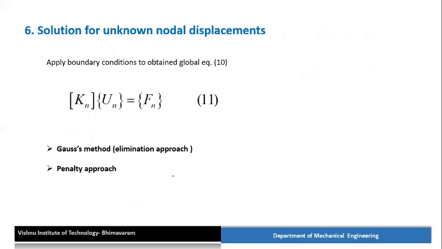The next step is solution for unknown nodal displacements. Apply the boundary conditions to the obtained global equations. KQ is equal to F means applying the boundary conditions and solving the set of equations by two approaches. One is the Gauss elimination approach, another is the penalty approach. The Gauss elimination approach is very popular because it is easy to solve and find the unknown nodal displacements in these steps.